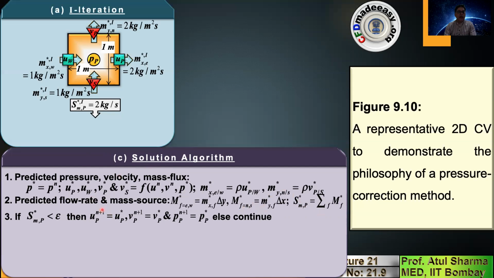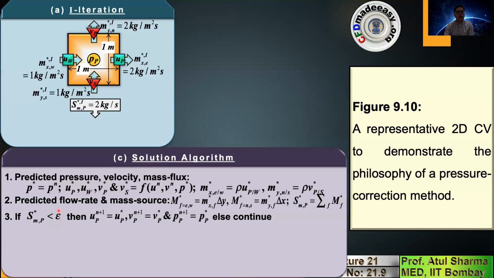If the net mass source is zero... computationally, the computer doesn't understand what is zero, so you define what is called a convergence tolerance. Let us suppose you define 10 to the power minus 3 as zero. So if epsilon, the convergence tolerance, is 10 to the power minus 3, we compare this mass source, and if it is less than the convergence tolerance, it means it's a very small value, so it is almost zero.